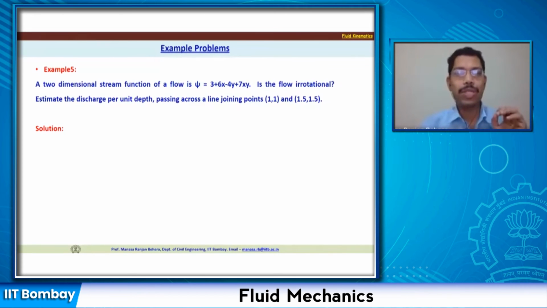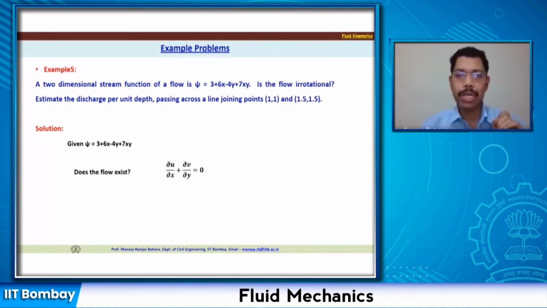Now first let us see the solution. You have been given the psi function, that is 3 plus 6x minus 4y plus 7xy. Once you have been given this function, the first thing you have to find out is whether the flow exists. How do you find it out? You have to apply the psi function to the continuity equation. If you find the value of u and v and substitute, you should get a value of 0. Then only can you say that the continuity equation is satisfied and that the flow will exist. So first the flow has to exist.